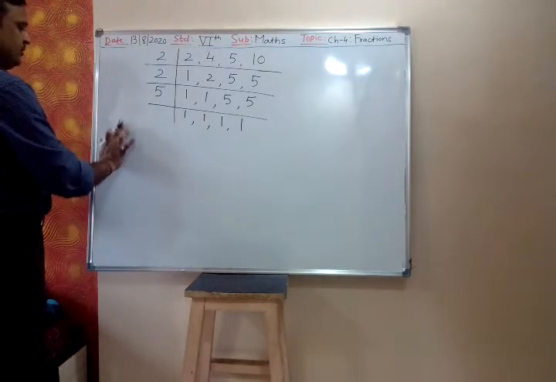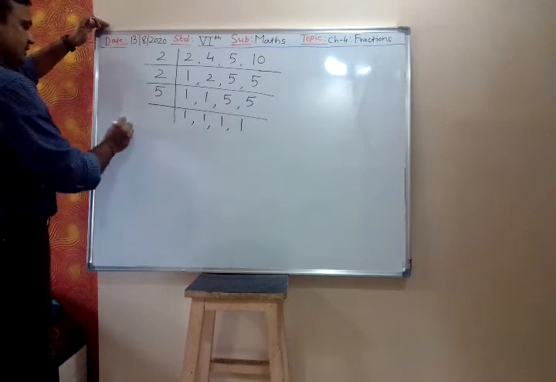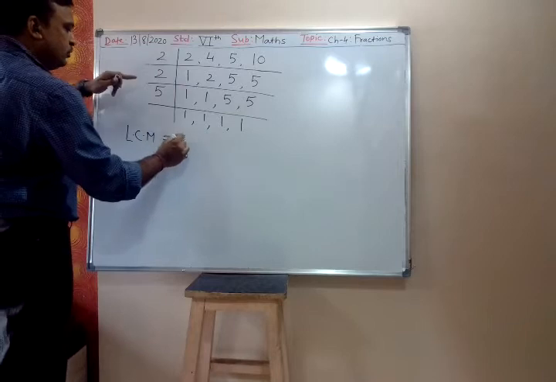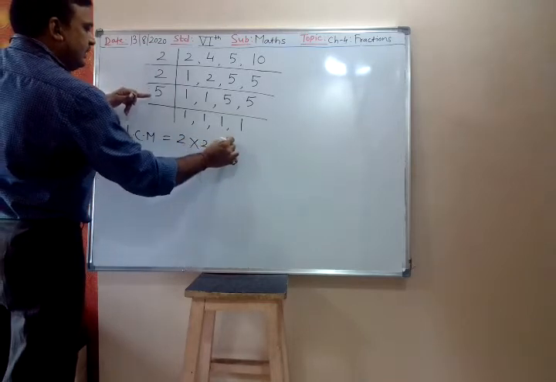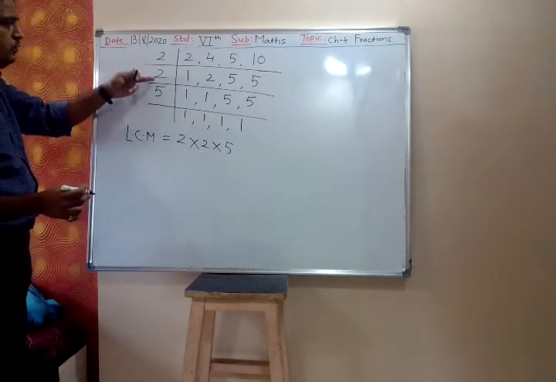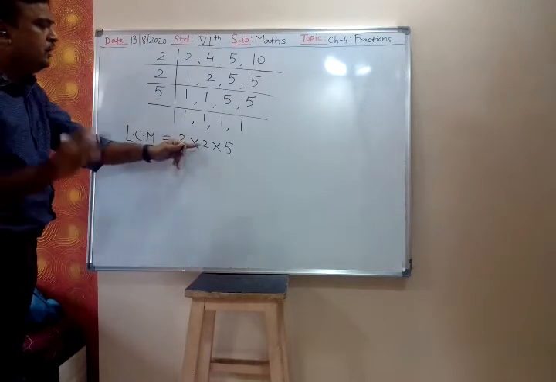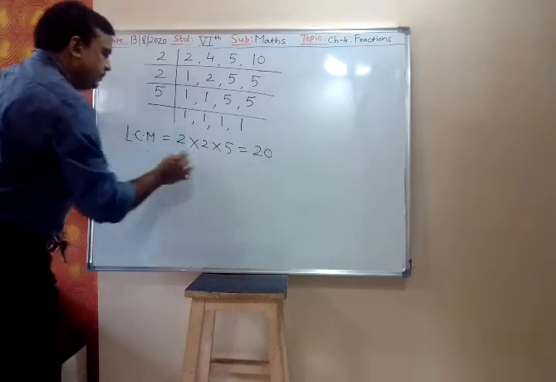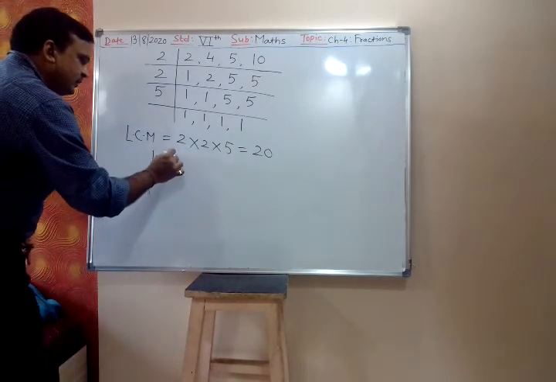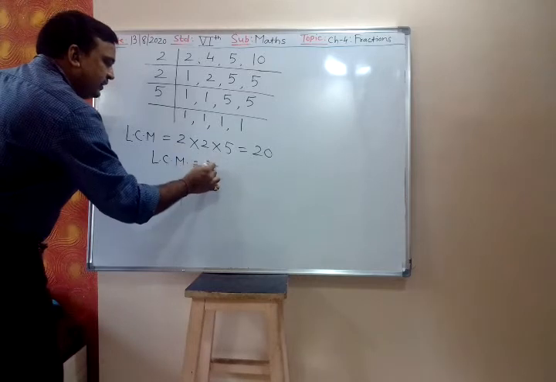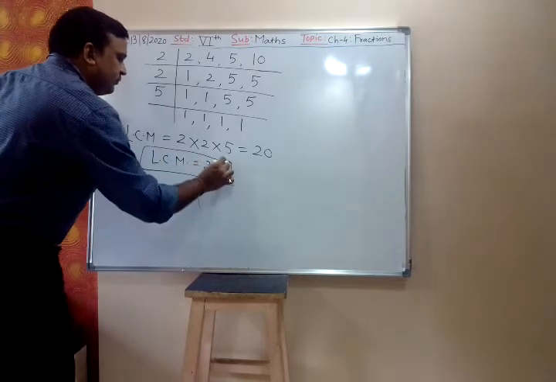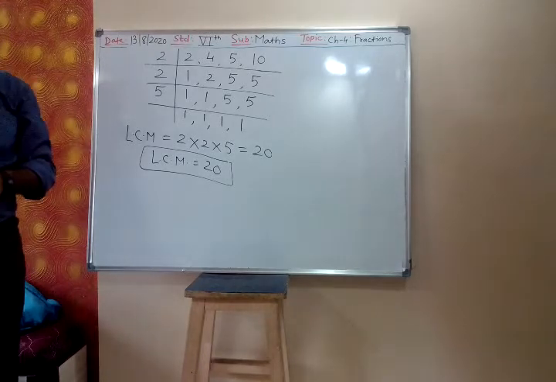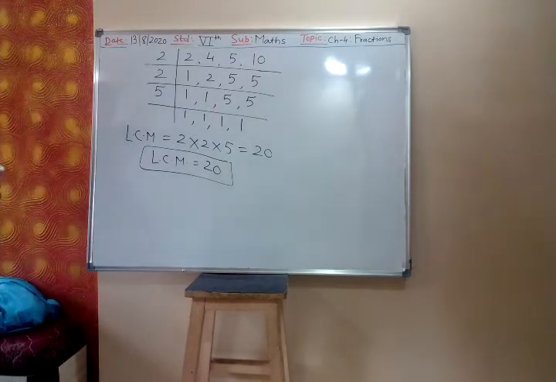So this is LCM by the common division method. LCM is 2 into 2 into 5. We multiply all the numbers on the left side. 2 twos are 4, 4 fives are 20. So LCM is 20. Now let us take the first fraction.